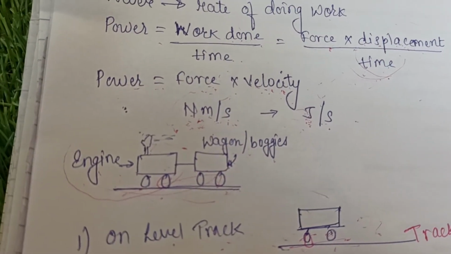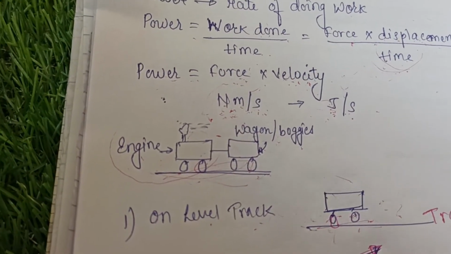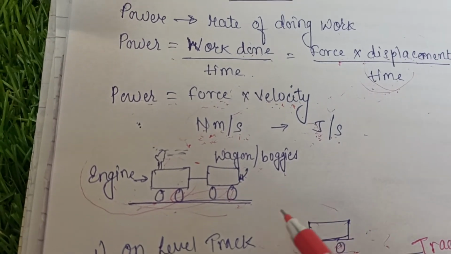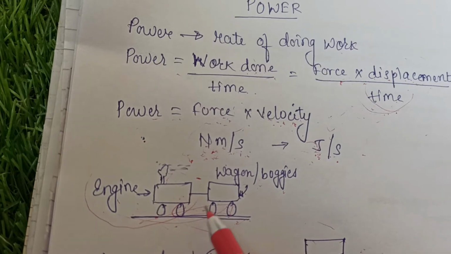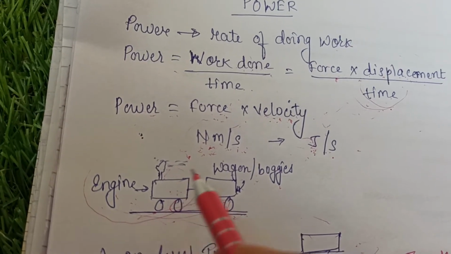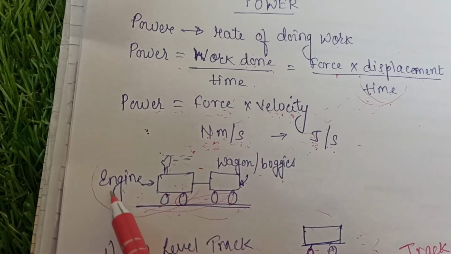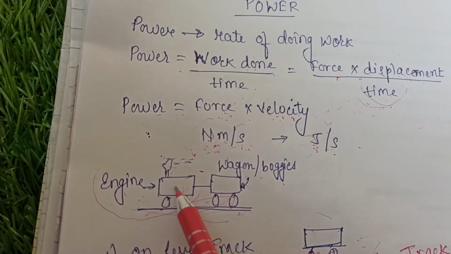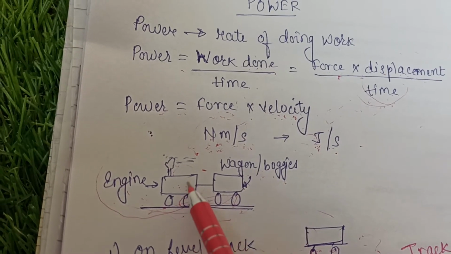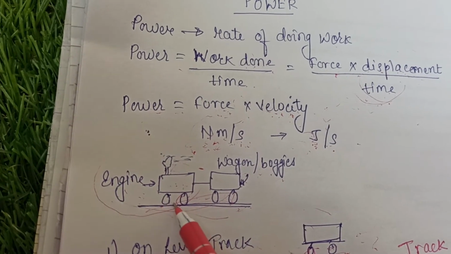Now what are the applications that we have to study for the term power? We are going to study the power related to an engine or the power related to a train. So the train will comprise of an engine, and the engine will be attached with the help of wagons or bogies. So we have to find out how much is the power required to drive a train.